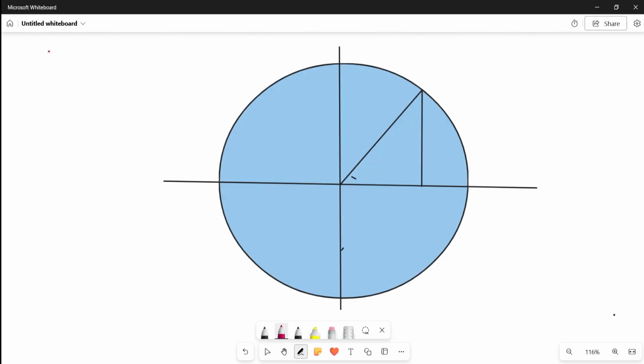Now the new topic will be signs of trigonometric ratios in 4 quadrants.